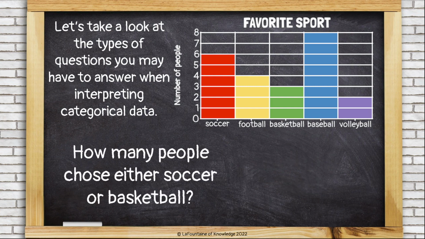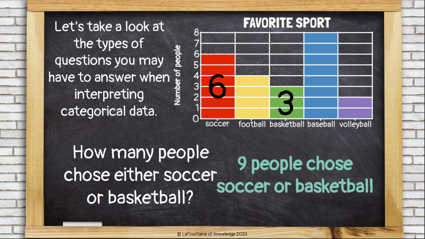How many people chose either soccer or basketball? When you see a question like this, either or, it means you need to add together the people who chose soccer and the people who chose basketball. 6 plus 3 is 9. 9 people chose either soccer or basketball.